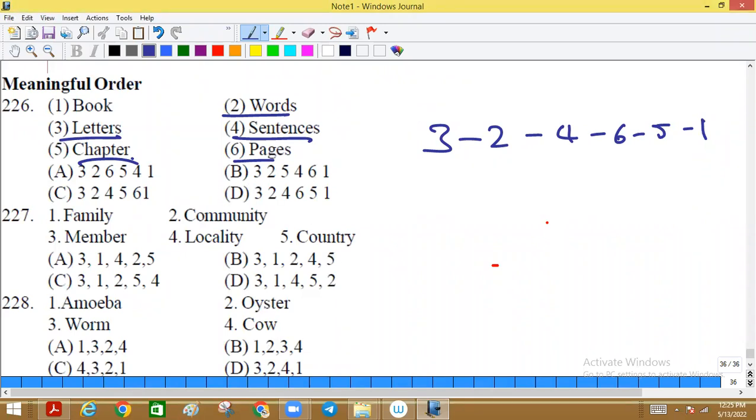324651. Option D is the answer. Got it? That is the logic. Very easy question. Now 227: family, community, member, locality, country. So try to arrange these words in the meaningful order.